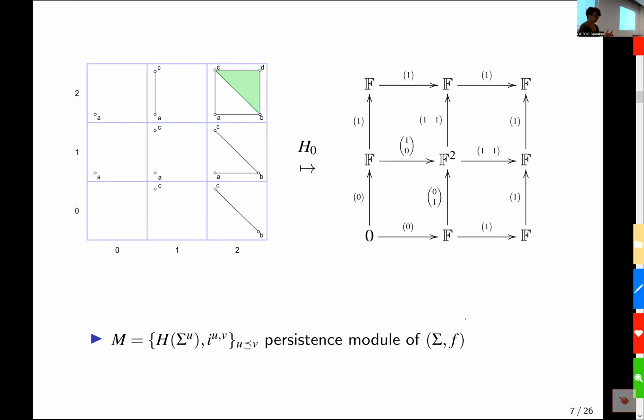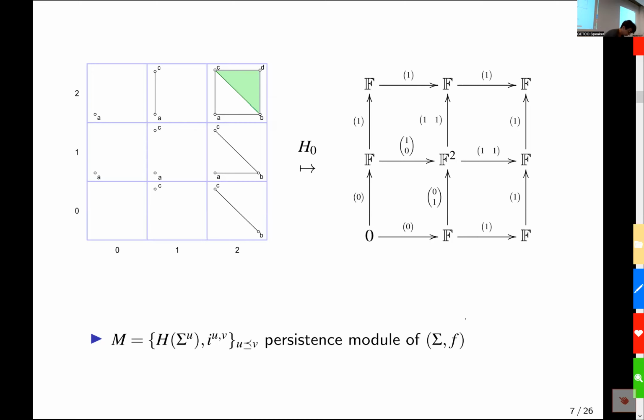So now, as I said, from the filtered simplicial complex, I can apply homology. And now I can show you an example of a persistence module where the field I'm using for homology is F, and the linear maps are represented as matrices. As you see, it is not something that a human can manage easily, especially if it is not only 3 by 3, unless we find ways of summarizing it.